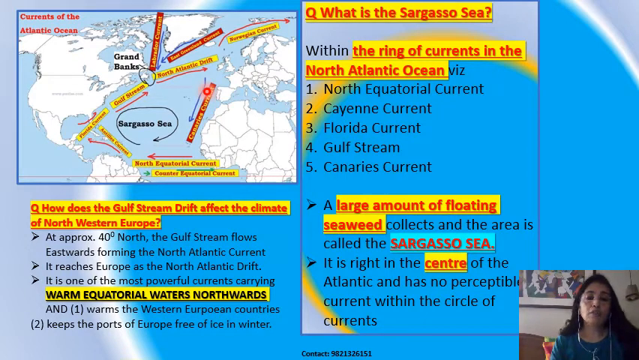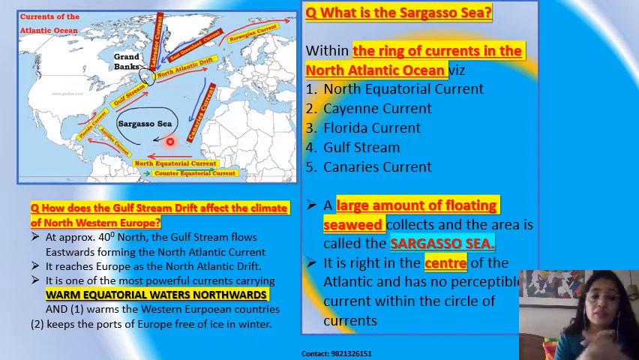A large amount, this North Atlantic drift has gone there. So between this loop, this is called a gyre. A large amount of floating seaweed collects. The water goes round and round. Those are the currents. The word seaweed is important. A large amount of seaweed collects, and this area of seaweeds is called the Sargasso Sea. Which is it? The part of the sea lying within the ring of currents.